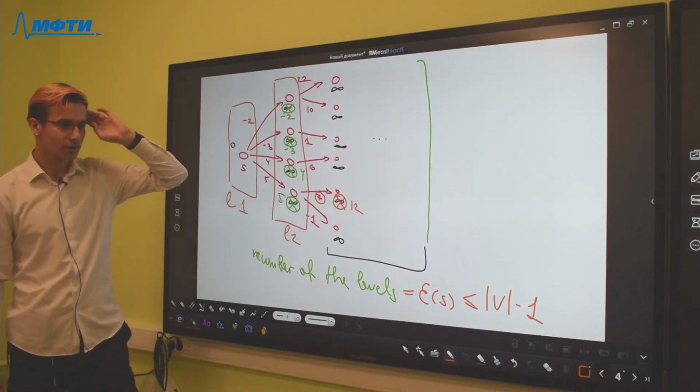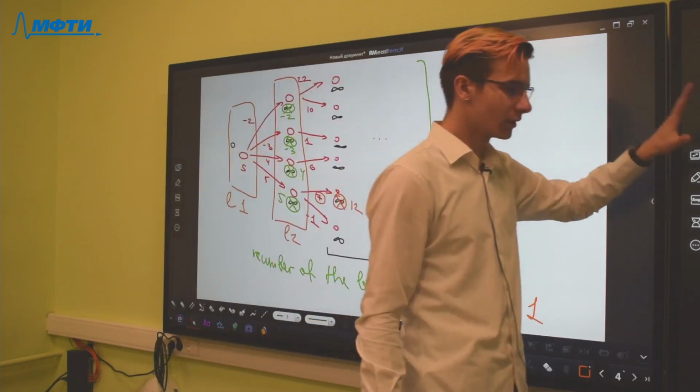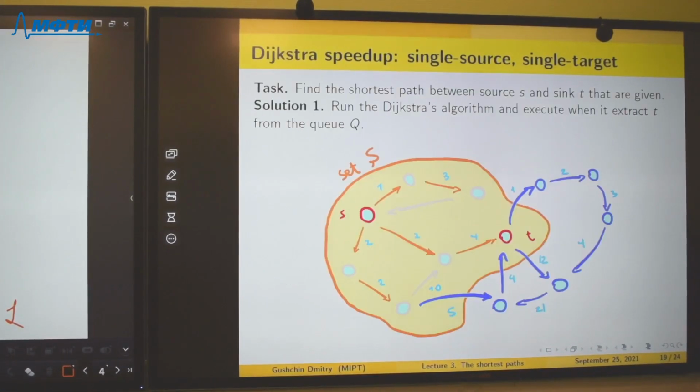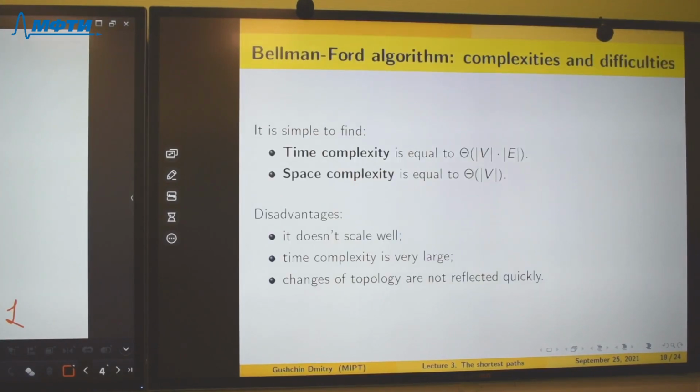So of course, this is a disadvantage of the algorithm. If we change, for example, in Dijkstra's algorithm, the weight of an edge, we can repeat our algorithm from this edge.